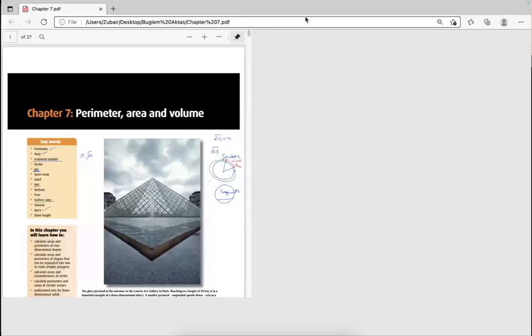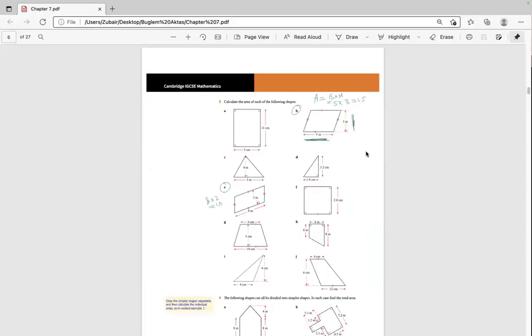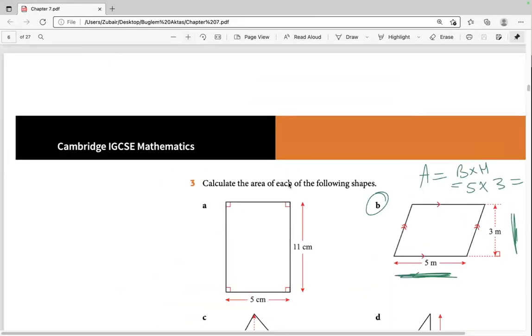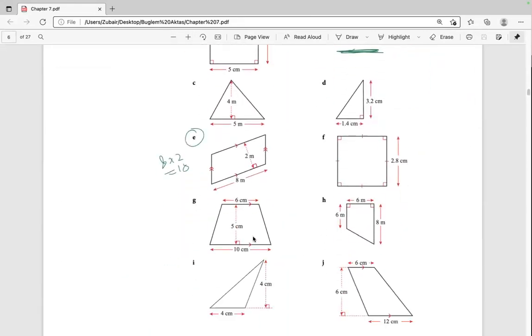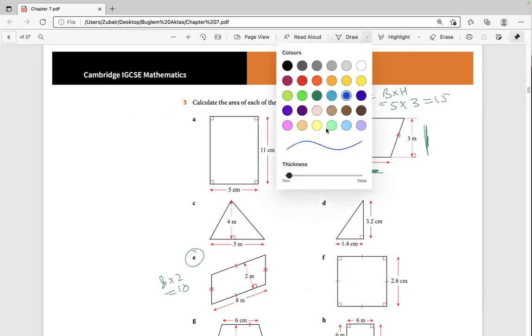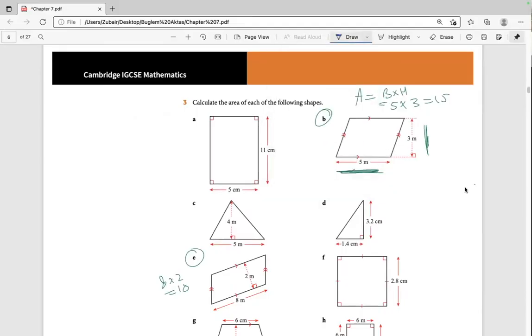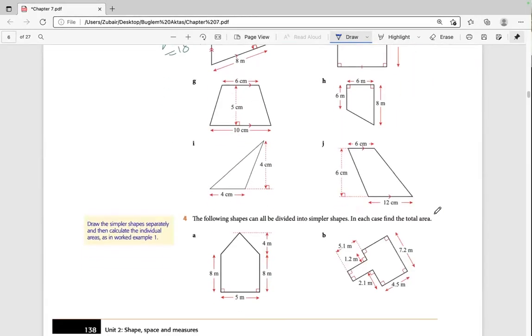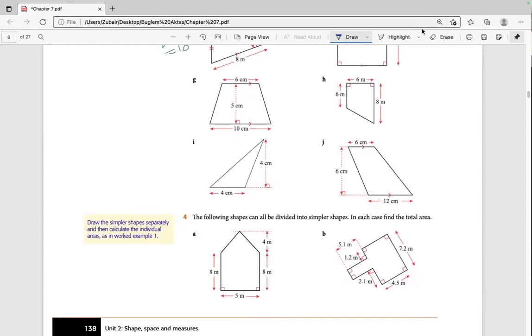Okay, we were discussing perimeter, area, volume, and we did our first exercise. We'll discuss a few questions and then we'll move on to the next part. Calculate the area of the following shapes. Was this the one you gave me for homework? I said we discuss random questions, then we'll move on to the next part.